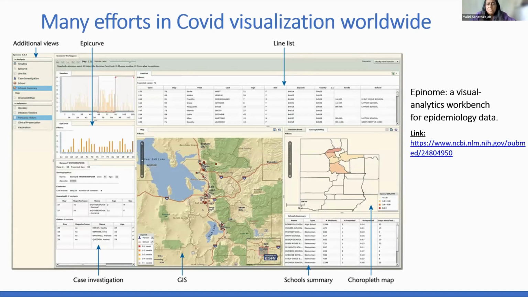There have been many efforts in COVID visualization worldwide, and these are a couple of examples. Epinome is a tool made to show many different views for tracing epidemics. And this is the kind of thing that ideally would be incorporated in a safety net hospital.